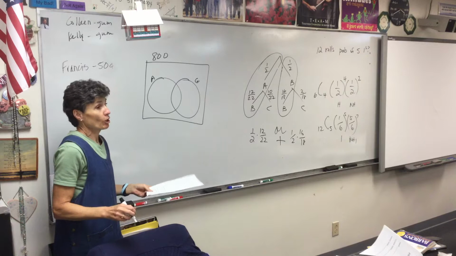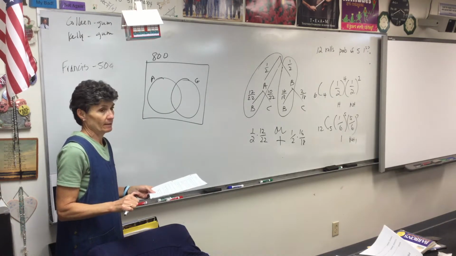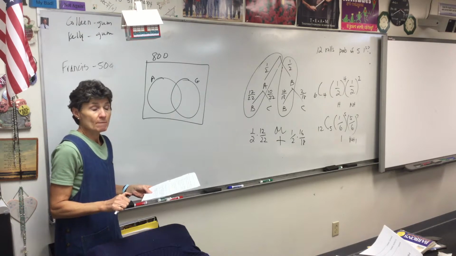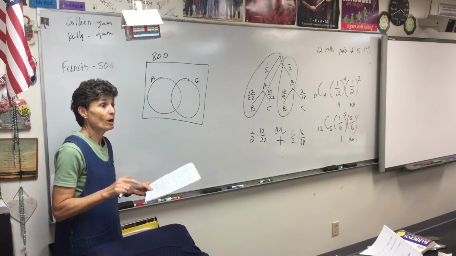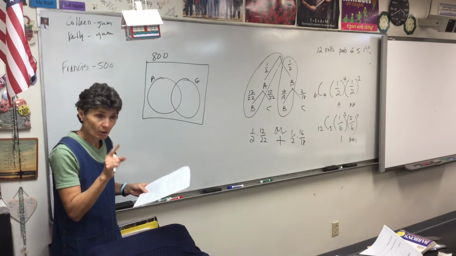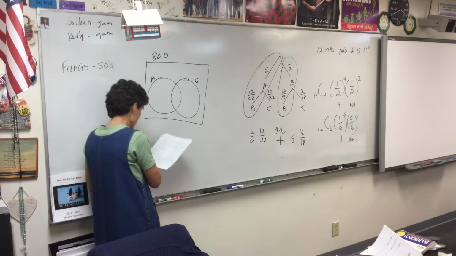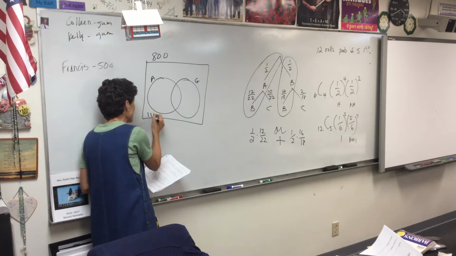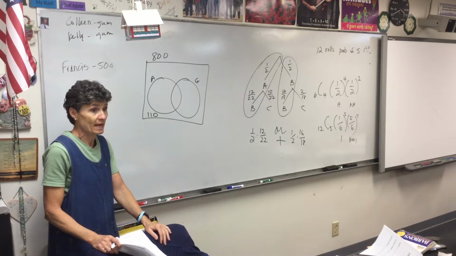Now, where do I start with a Venn diagram? Where do I like to start? In the middle. We have a problem here though, because they don't tell me how many kids passed both, right? But they do tell me what? I didn't pass either one. So you've got 110 kids out here in this part of the Venn diagram. Would you agree with that?